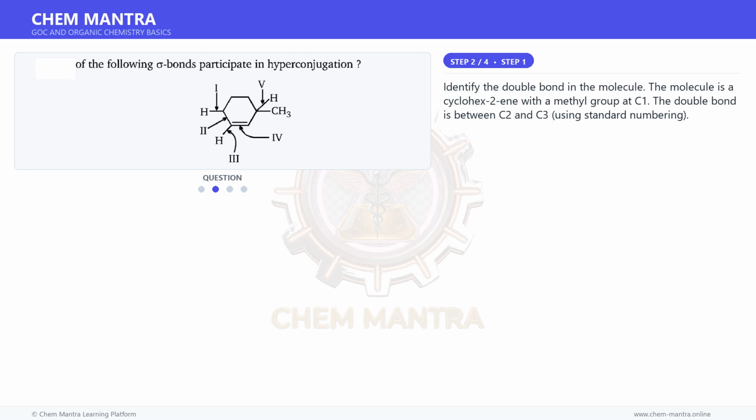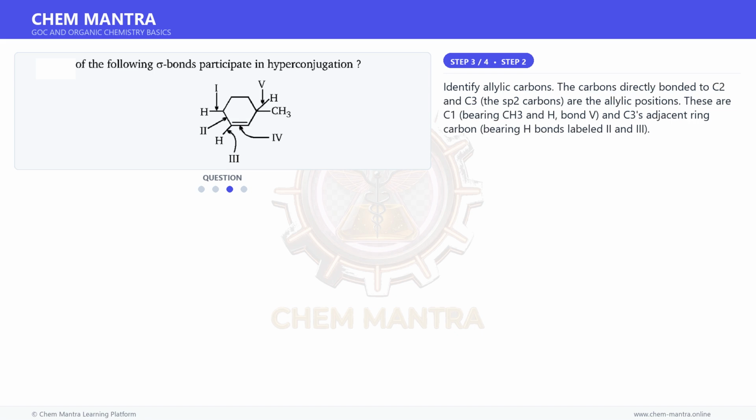Moving on to the next step. Identify the double bond in the molecule. The molecule is a cyclohex-2-ene with a methyl group at C1. The double bond is between C2 and C3, using standard numbering. Moving on to the next step.